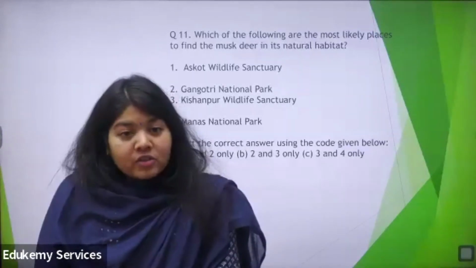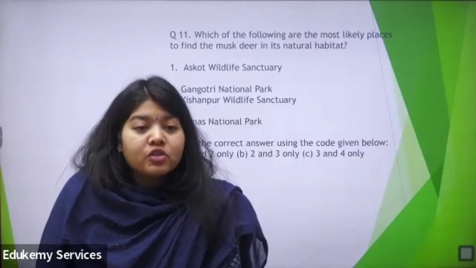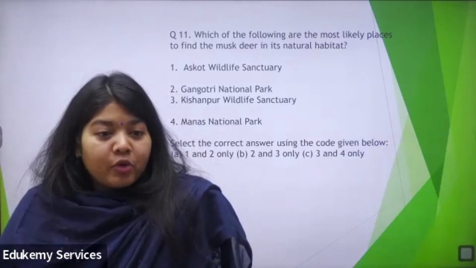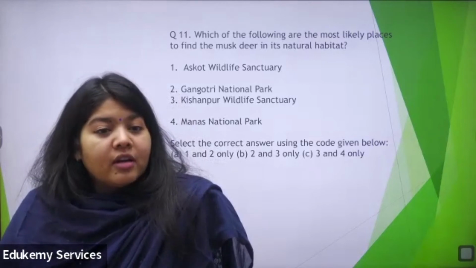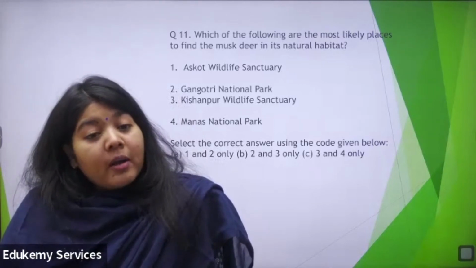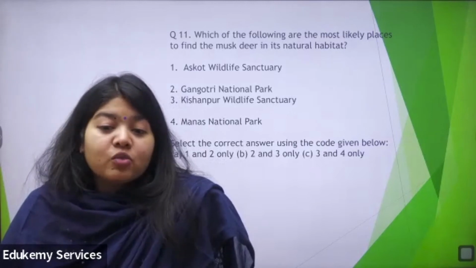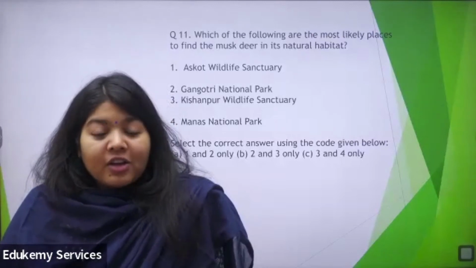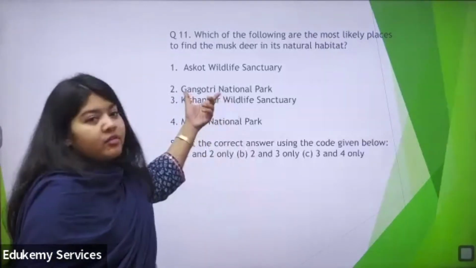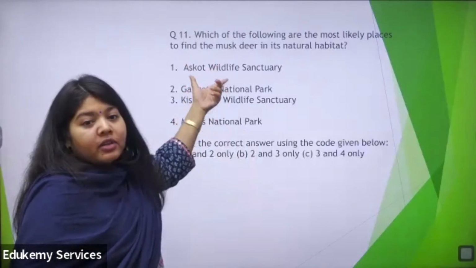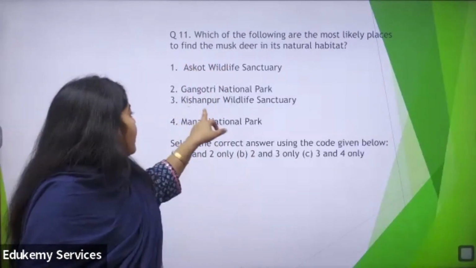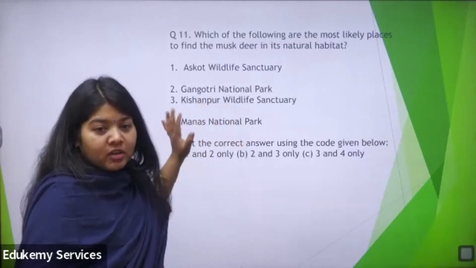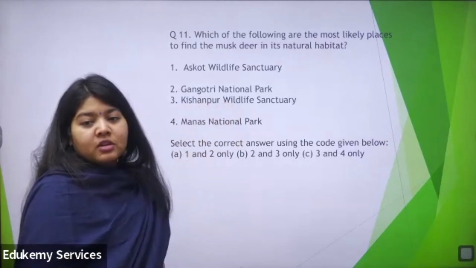Do you know why this question was asked? Because Askot Wildlife Sanctuary was in the news for snow leopard. The snow leopard program has been started by the government of Uttarakhand, and Askot Wildlife Sanctuary is important, but it also houses musk deer, which is only found in areas above 4,500 to 5,000 meters. Gangotri National Park, I understand, will be at a height, but to club it with the Askot Wildlife Sanctuary, because many people will not know where Kishanpur Wildlife Sanctuary is. The fourth is out of question, so there won't be much debate on it.